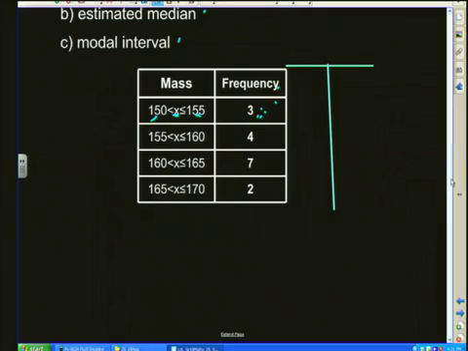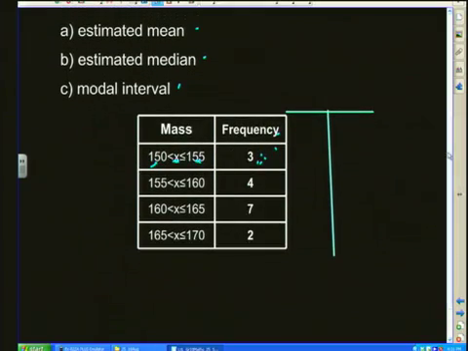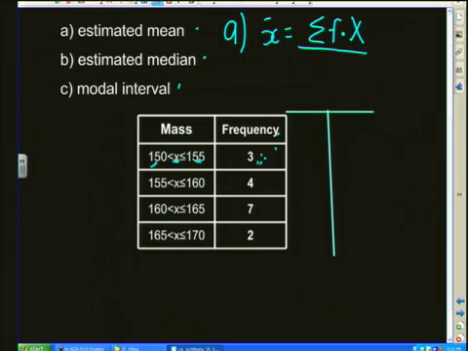Okay, I'm going to dive straight into the first question, which is to work out the estimated mean. Because we're dealing with grouped data, your mean is the sum of your frequency times the midpoint of your class interval divided by the total number of values. So it's the sum of the frequency of the interval times the midpoint of that interval, and then that's all divided by the number of items we're dealing with.